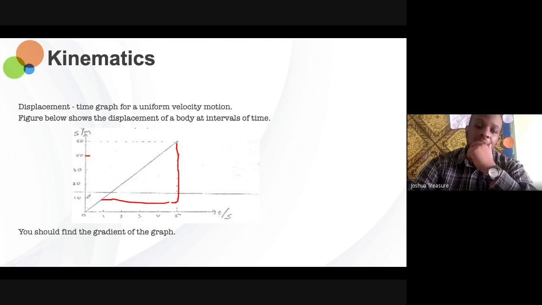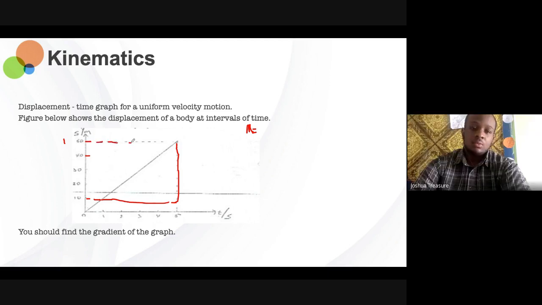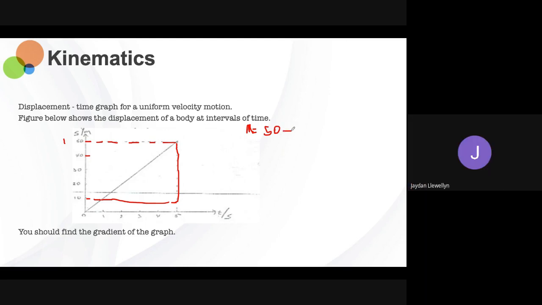Now, what is the formula for finding the gradient of this graph? Let's start. M equals what? Y2 minus Y1. Which one is y2? 50, right? And y1 is how much? 10.